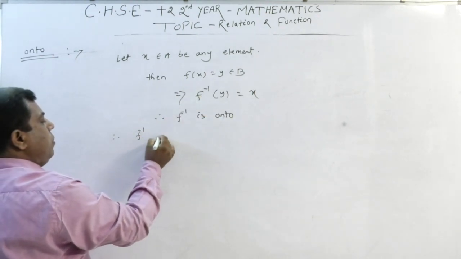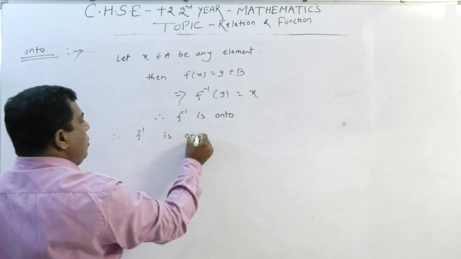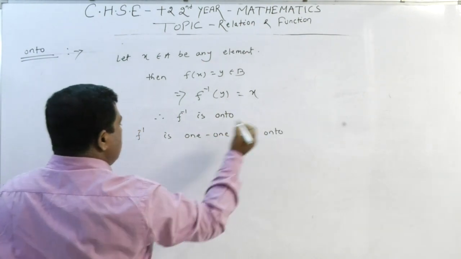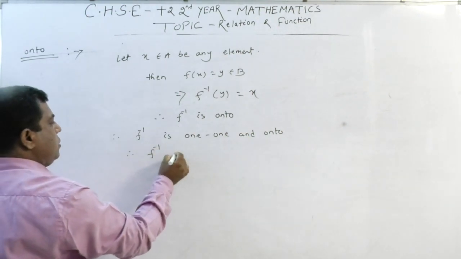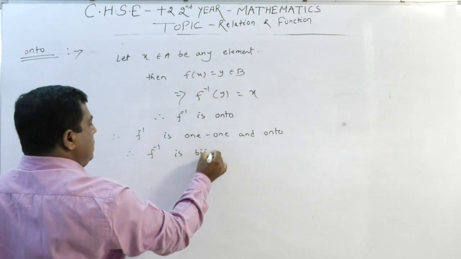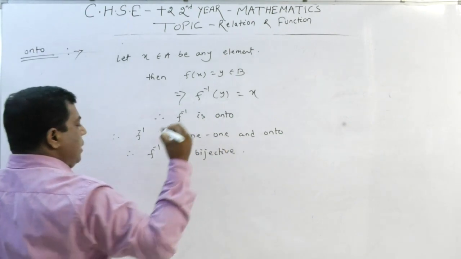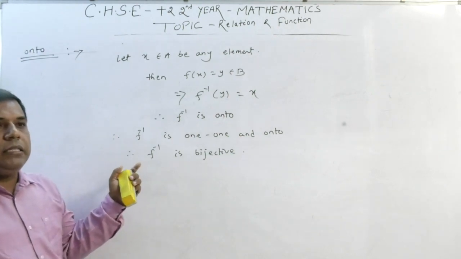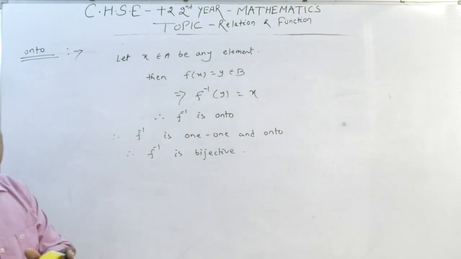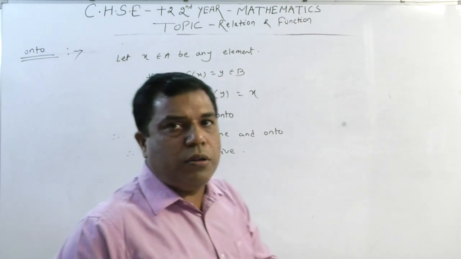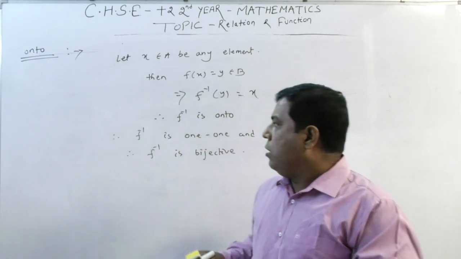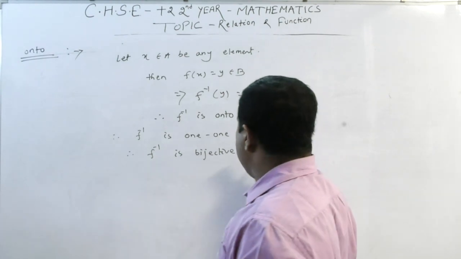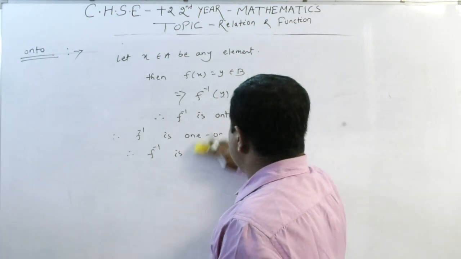Therefore f inverse is 1-1 and onto. Both the conditions are satisfied. So we can say f inverse is bijective in nature, or f inverse is a bijection. Okay, so this is one of the important properties of a bijection, my dear students. So I am cleaning this one.